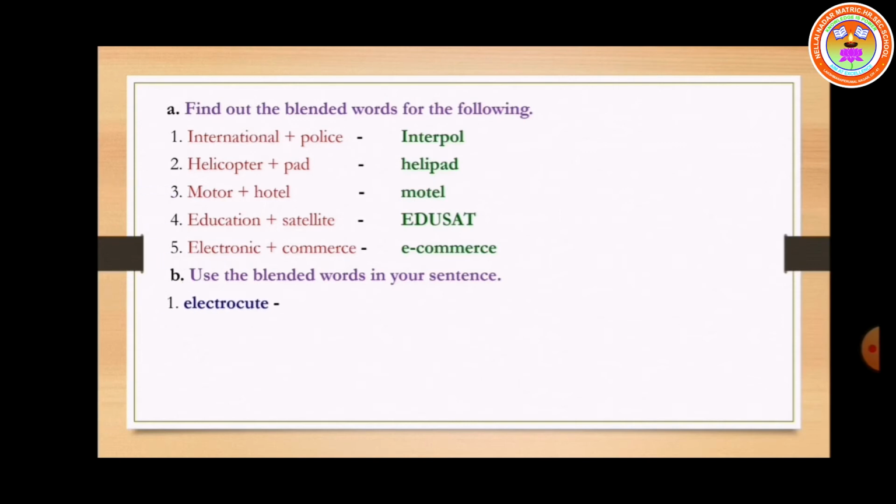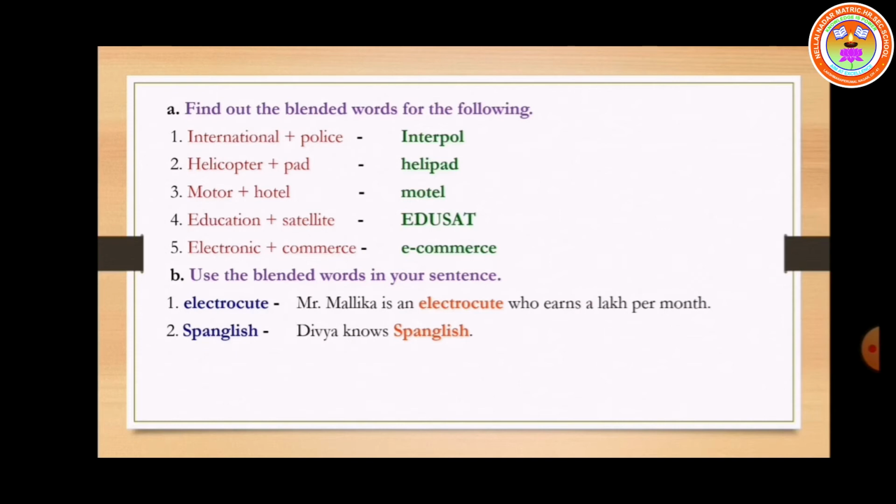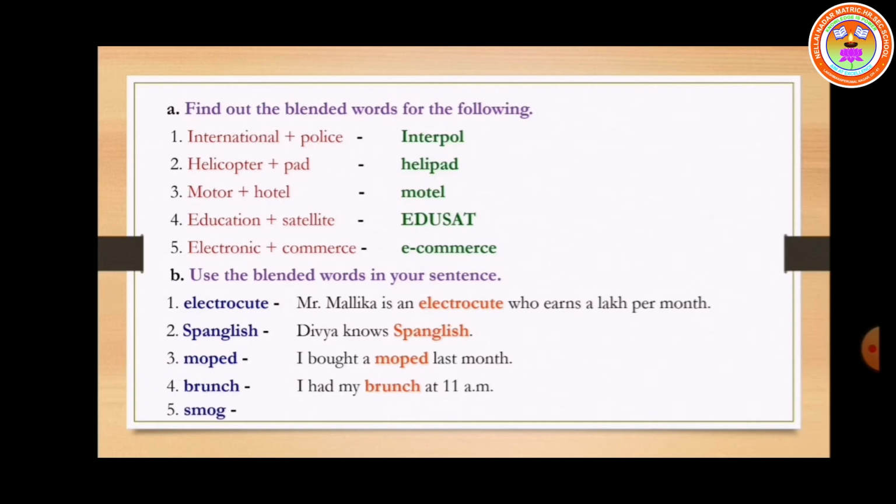First one, electrocute. Mr. Malinga is an electrocute who earns one lakh per month. Spanglish. Divya knows Spanglish. Muppet. I bought a Muppet last month. Brunch. I had my brunch at 11 a.m. Smog. Smog is a major problem in New Delhi. So these are the blended words we have used in our sentences. So you can also try some of the sentences like this at home.